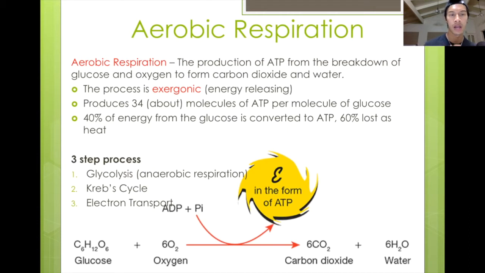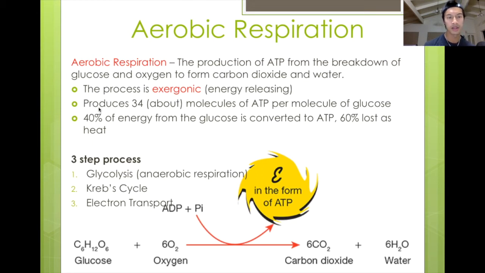The process is exergonic, meaning it releases energy, which is pretty useful because you need that energy being released. It will produce around 34 molecules of ATP for every molecule of glucose that you consume. As with all systems, it's not 100% efficient, so 40% of the energy from the glucose is converted to ATP, but most of it is lost as heat. Around 60% is lost as heat, which is not so bad for us because we're endothermic animals and we use that heat to regulate our body temperature and maintain homeostasis, which you will look at in another chapter.